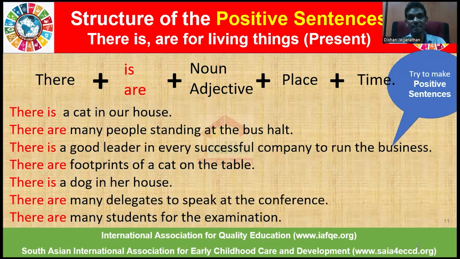Likewise, we have another sentence. There is a dog in her house. There are many delegates to speak at the conference. There are many students for the examination. So many students, similar to this second example, many people, it's more than one. And since it's plural, we make use of are.